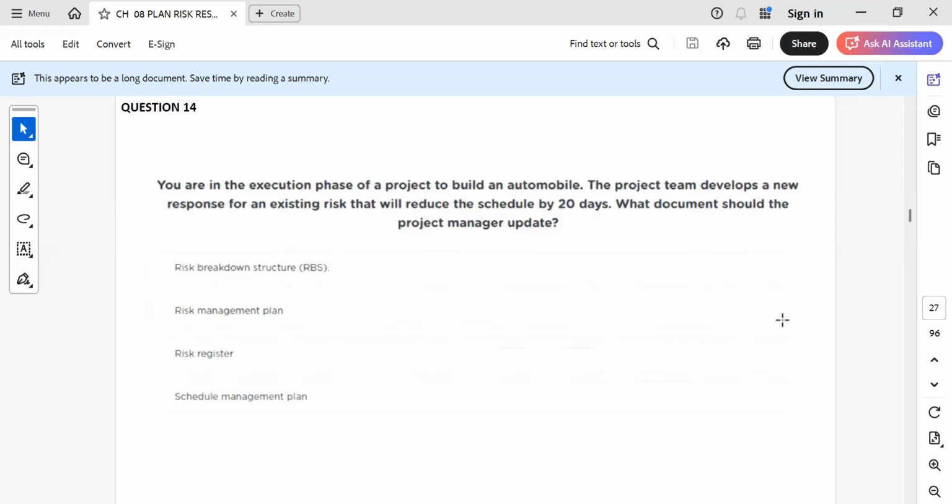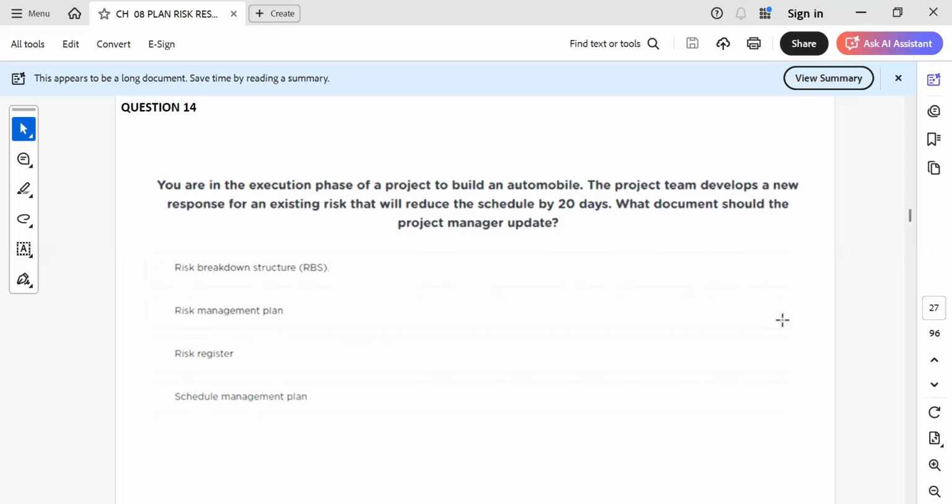Okay, you are in the execution phase of a project to build an automobile. The project team develops a new response for an existing risk that will reduce the schedule by 20 days. What document should the project manager update? Risk breakdown structure, risk management plan, risk register, and the schedule management plan.